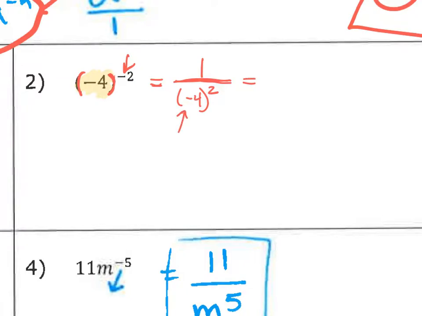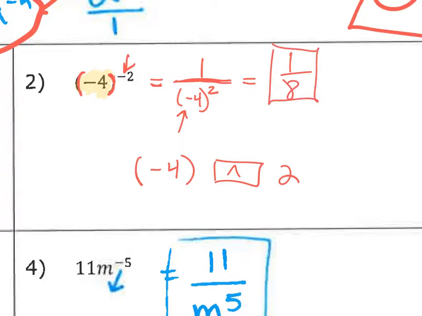I take this and put it in my calculator. I have to put the parentheses around it. Then I would press caret 2, and I get out 8. So now I know my answer is 1/8.